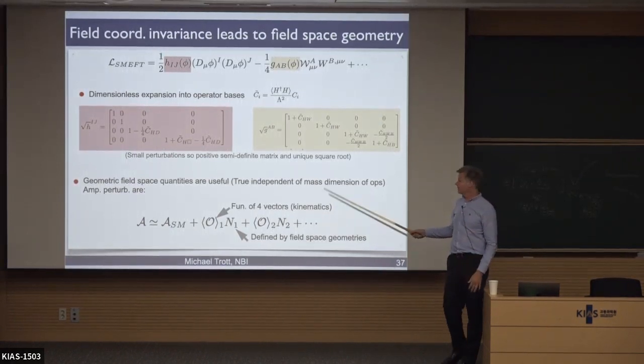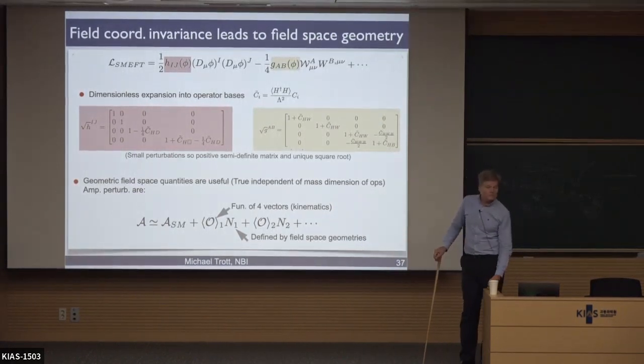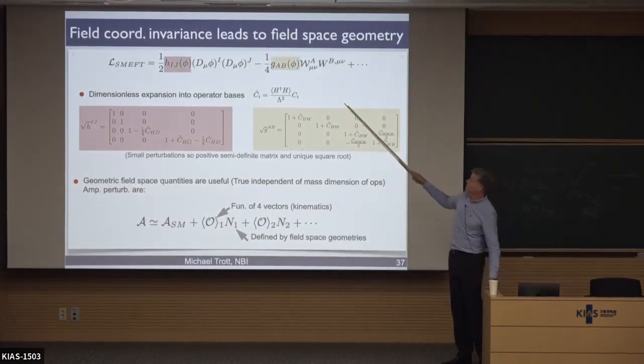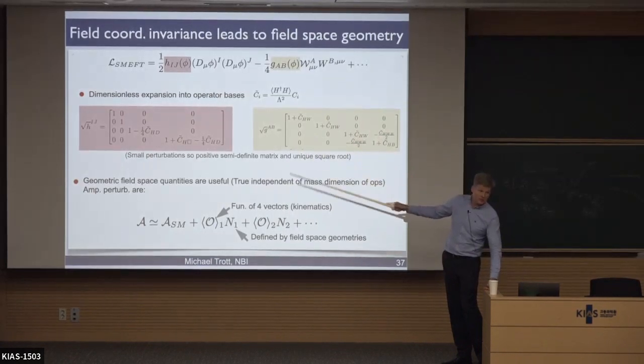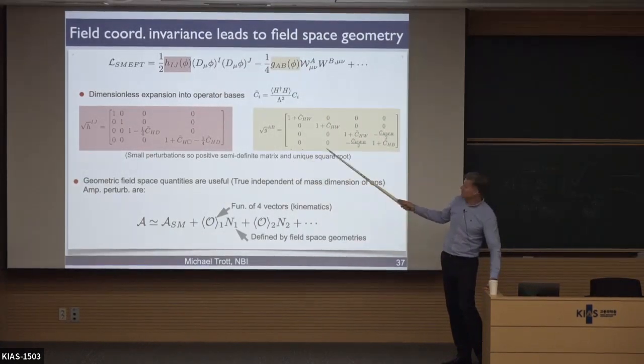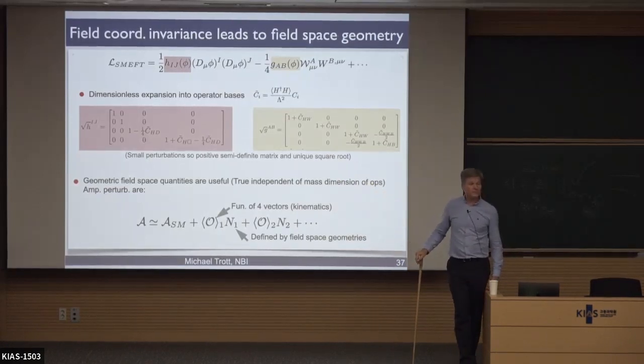It's fine. Can you comment on the basis? You said basis independence. Yeah. So the geometric structures will be basis independent. When you talk about particular processes, you have to fix the initial and final states, and then you have to choose a particular basis to describe them. So what are the basis independent observables?